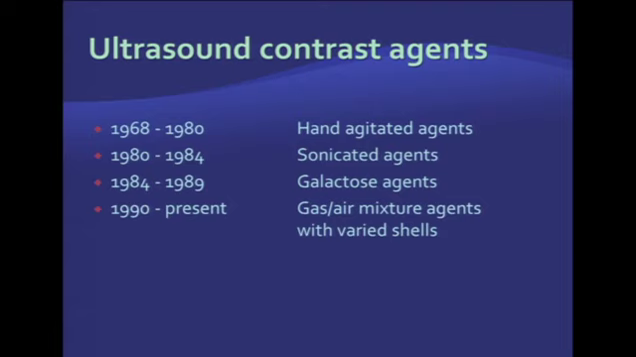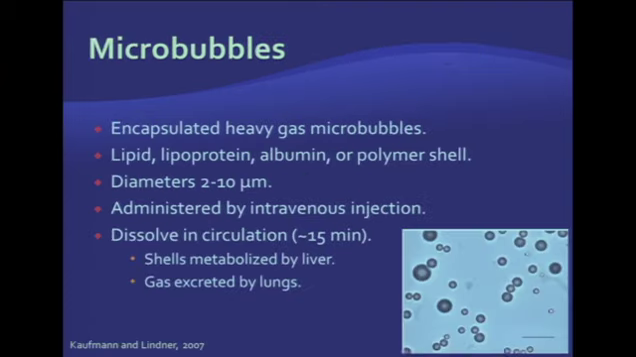and are mainly used, again in cardiology, to look for shunts in the heart. In the 80s, we had sonicated agents and galactose agents, but we don't have them anymore. They're very unstable and somewhat difficult to use. Beginning in 1990, gas and air mixture agents were introduced to the market, and this is what we use currently. They have varied shells, and we'll talk about them in a moment.